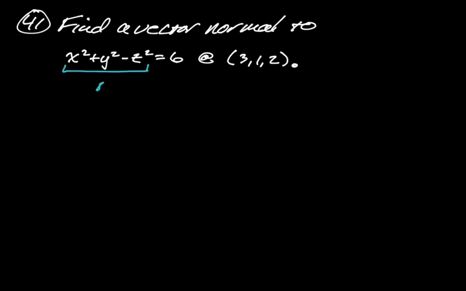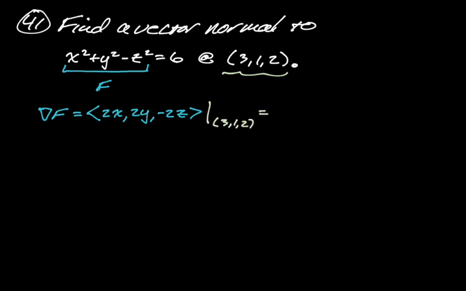So the gradient of this thing, I'm going to call it f so that I can just use notation here. Gradient of f is going to be partial x, which is 2x, partial y is 2y, and then partial z is negative 2z. And for this problem, we actually just need to evaluate this. All we're looking for is the gradient at the point 3, 1, 2, because that is normal to the surface. It's also the normal for the tangent plane. So if we plug in 3 for x, 1 for y, 2 for z, we will get 6, 2, negative 4. That's actually the entire problem.